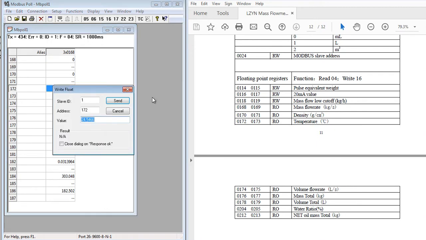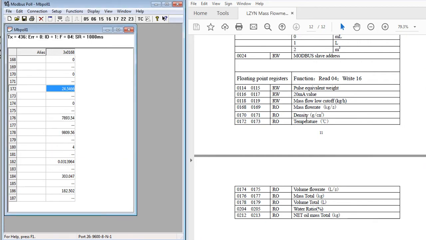It's reading here 24.56. And then we have density at 172, 174. And then 176 is volume flow rate. Then mass total in kilograms, this many kilograms, and this many liters. And we don't need to care about any of these other ones. Let's see, 180, I'm not showing those.